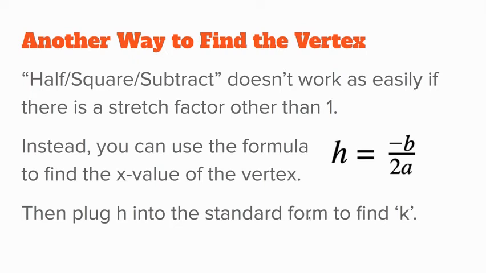So if your stretch factor is something other than 1, you can't use the half square and subtract method. Instead, you have to use this small formula to find the x value of the vertex first, and then you just plug that back into the equation to find your k value. So if your stretch factor is something other than 1, h is the opposite of b, the opposite of that middle number, divided by 2 times a.